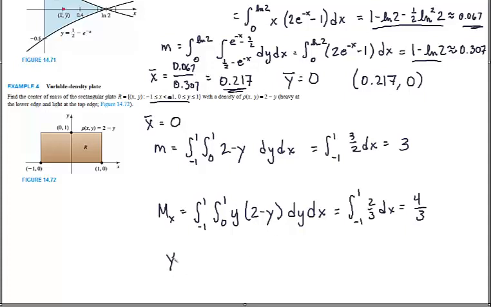Alright, my y-coordinate point is then the moment with respect to x divided by the mass. That is going to be 4/3 over 3, and this is going to be 4/9. So my coordinate point is then 0, 4/9, and wherever that would be, we'll say about in there somewhere. Alright.